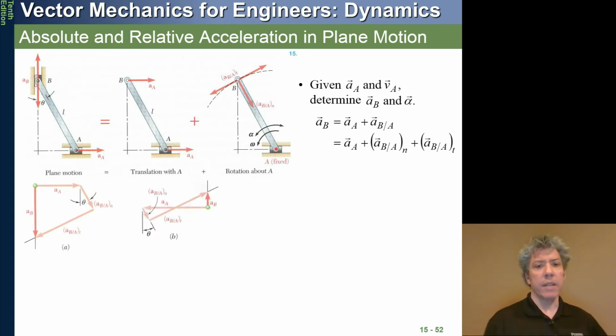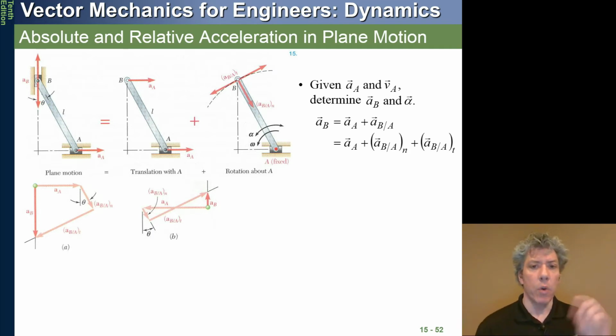But what about the other case? What if instead A is accelerating to the left? Well, then it'll depend on a few things. So let's pretend that the normal acceleration is fairly low. How would we do that? Well, if the angular speed of the body is fairly low, then the normal acceleration will be fairly low. Let's pretend further that the angular acceleration of the body is fairly high. Therefore, the relative tangential acceleration, A_B with respect to A sub t, would be fairly high.